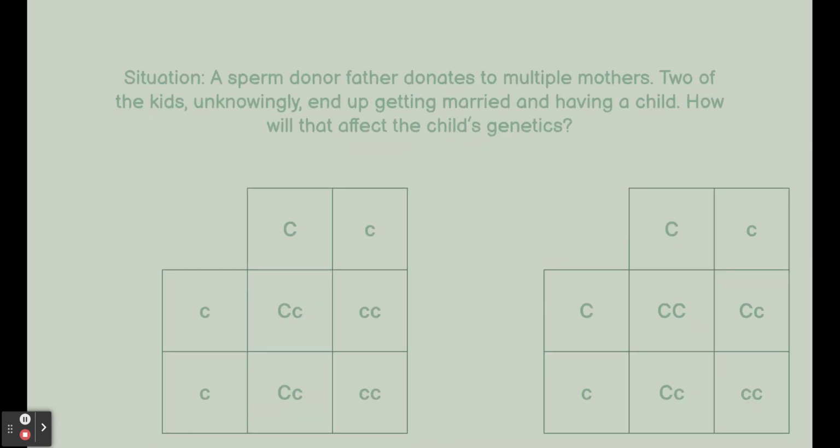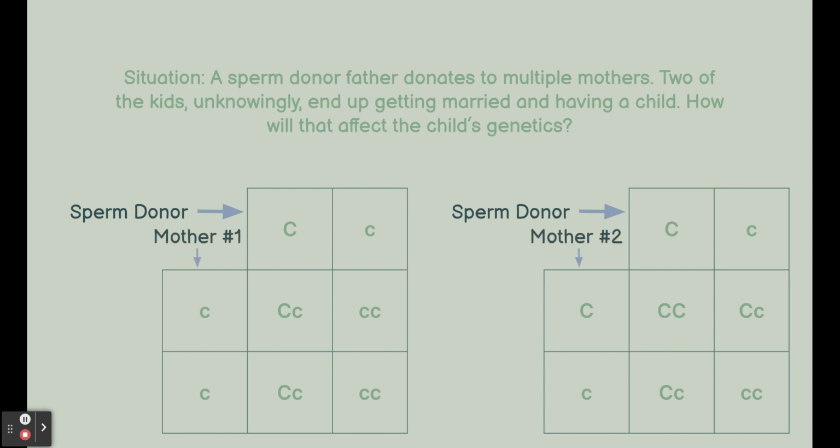So here's one example. A sperm donor father donates to multiple mothers. Two of the kids unknowingly end up getting married and having a child. So how would that affect the child's genetics? Well, there are two Punnett squares here. The top of the Punnett square represents the sperm donor, and then the two side columns represent the mothers.